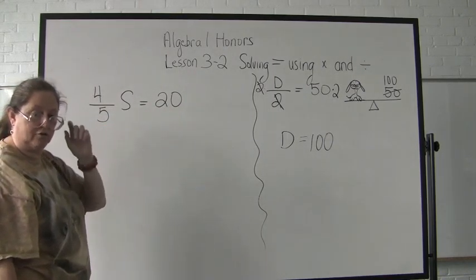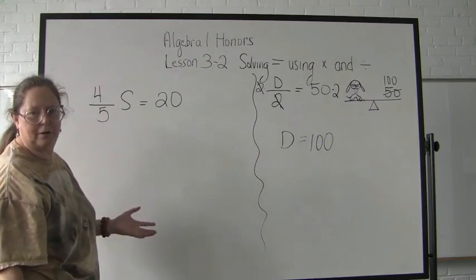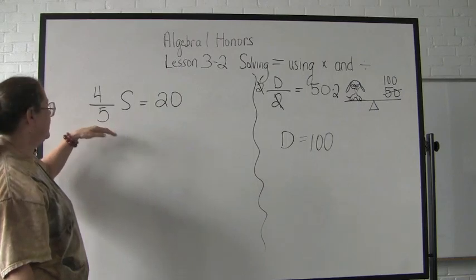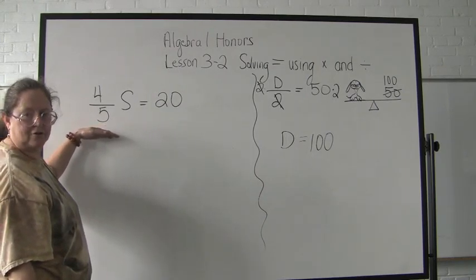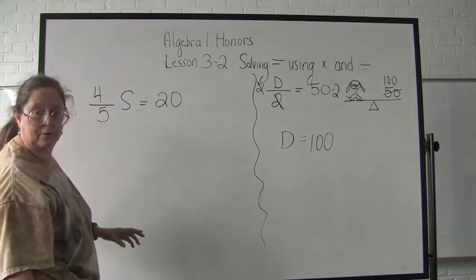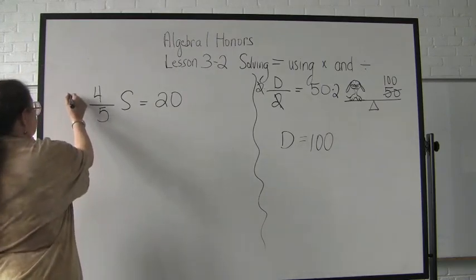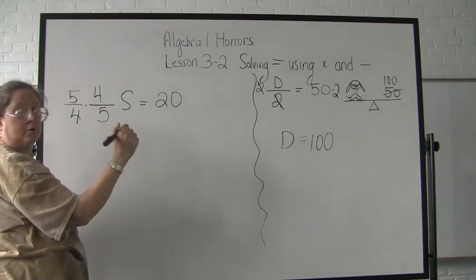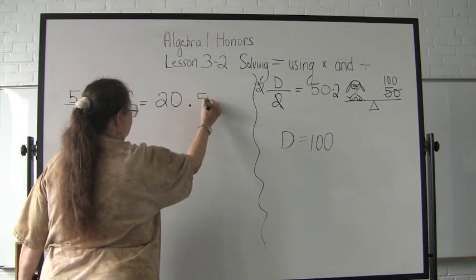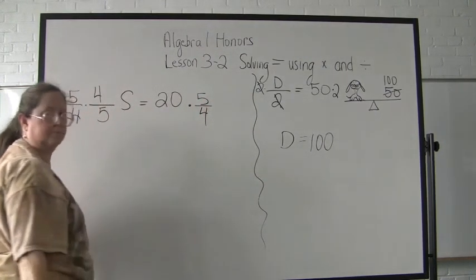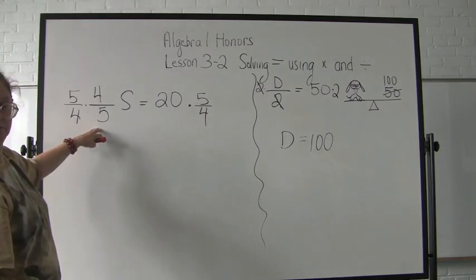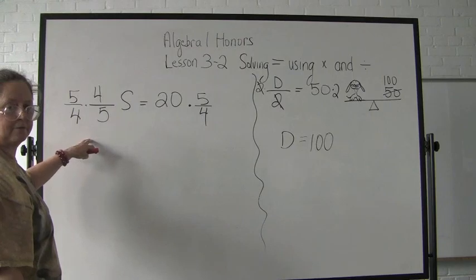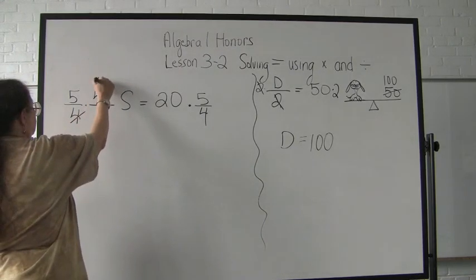So what we really want to do is what we ultimately end up doing anyway. When you have a fraction over here, instead of dividing by the fraction, you want to multiply by its reciprocal. Okay, so we're going to multiply by 5/4 on both sides. Okay? It's not wrong to divide by 4/5, it's just more cumbersome. It's an extra step.